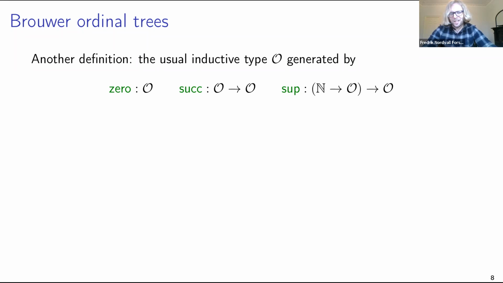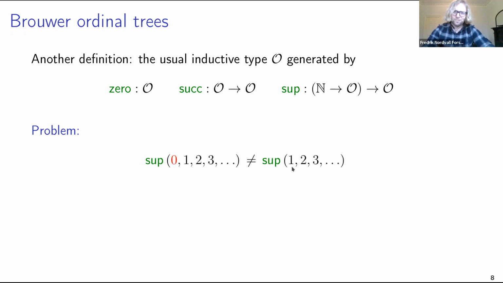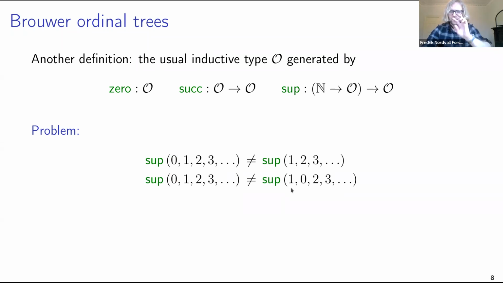But unfortunately, it's a little bit of a lie that this sup constructor really is the sup constructor, right? Because, for example, if you look at the sequence 0, 1, 2, 3, etc., then you would expect that the supremum of this sequence should be the same thing as the supremum of the sequence 1, 2, 3, where you just omitted the first element. It shouldn't matter if you start with 0 or if you start with 1. These should both reach omega anyway, right? And similarly, if you look at the sequence 0, 1, 2, 3, and you look at the sequence where you swap the first two elements, this also shouldn't matter in which order these appear, because the supremum of these sequences should both be omega again, right?